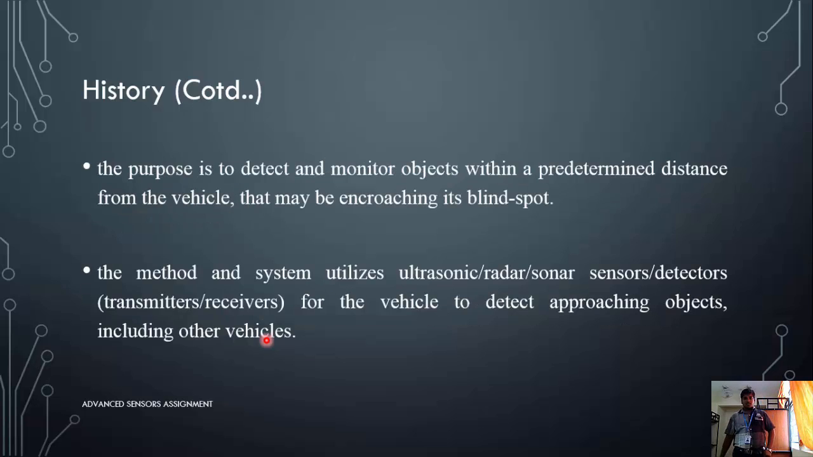The purpose is to detect and monitor objects within a predetermined distance from the vehicle that may be encroaching on its blind spot. The method and system utilizes ultrasonic sonar sensor detectors for the vehicle to detect approaching objects, including other vehicles. Before, it would just detect approaching vehicles but did not indicate a signal to the driver. In the blind spot monitor sensor, it indicates the signals to the driver. That is the main application of this sensor.